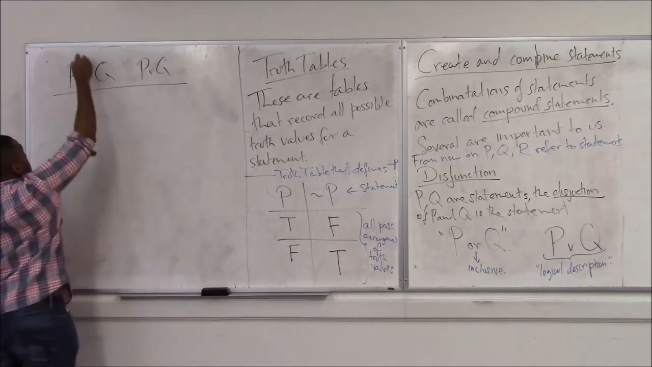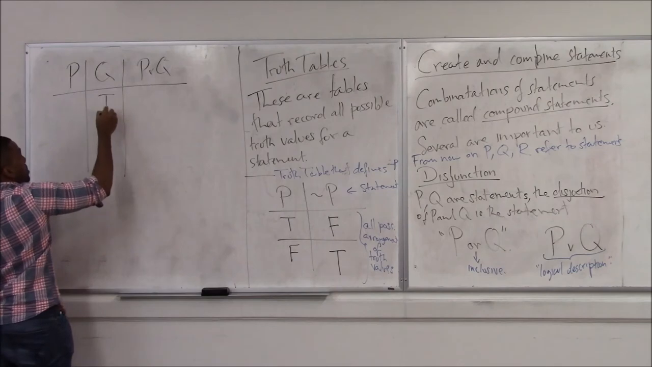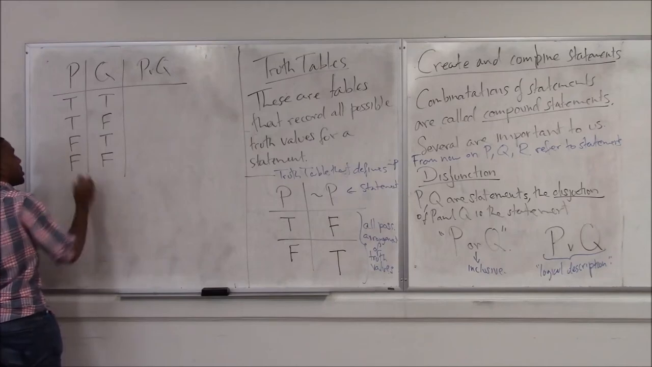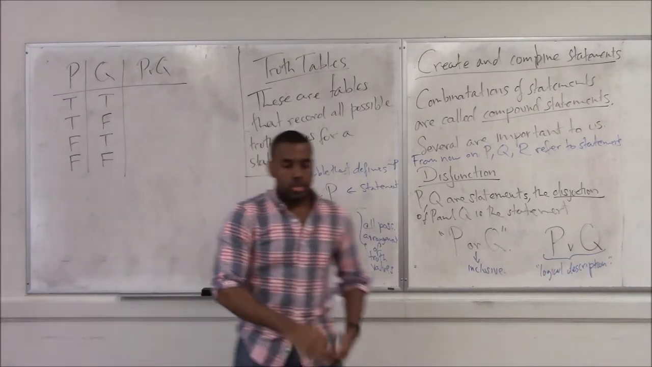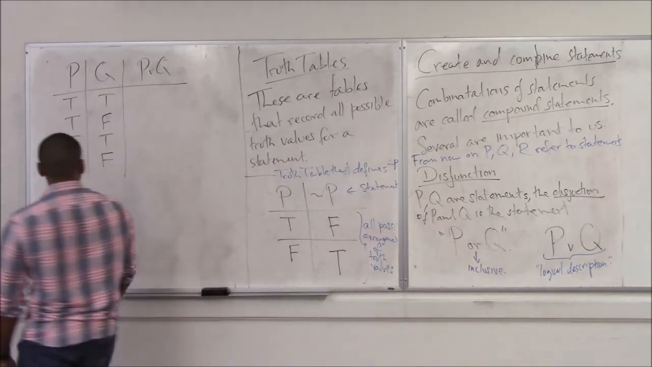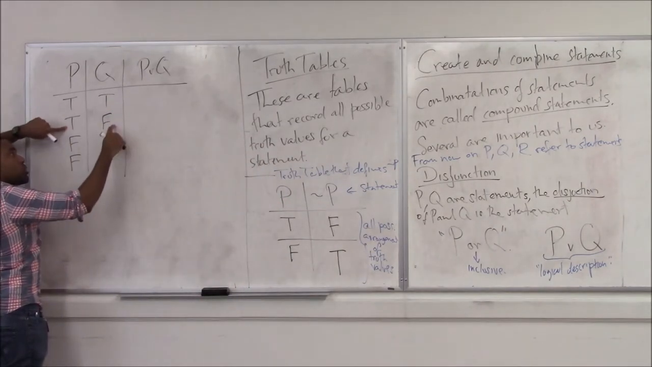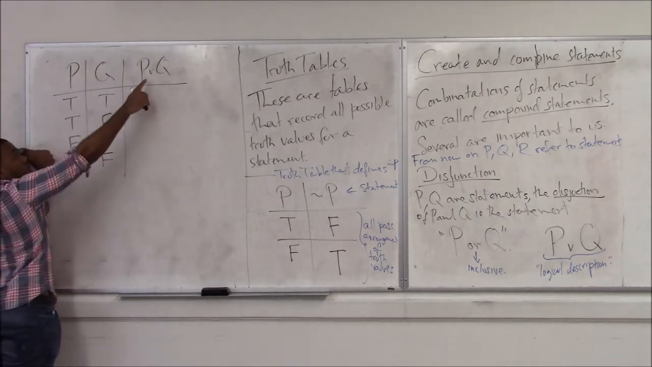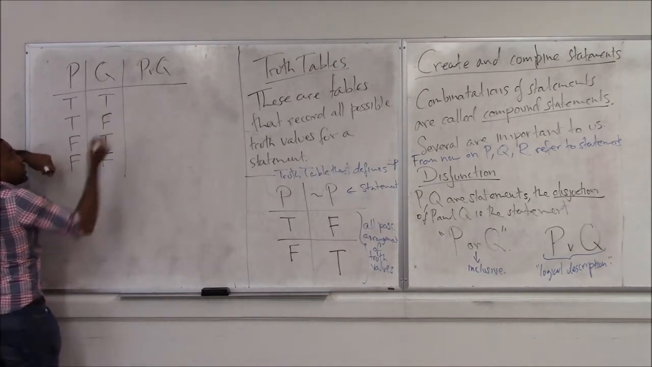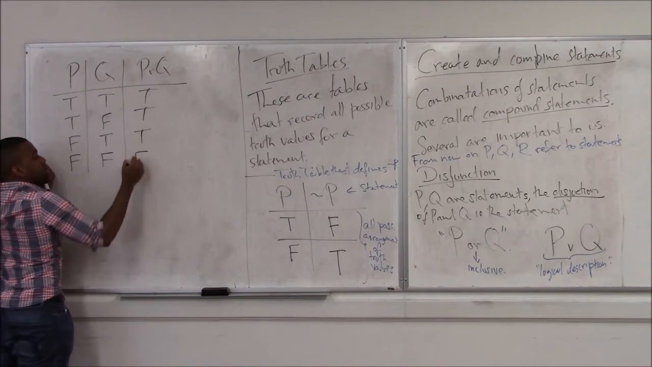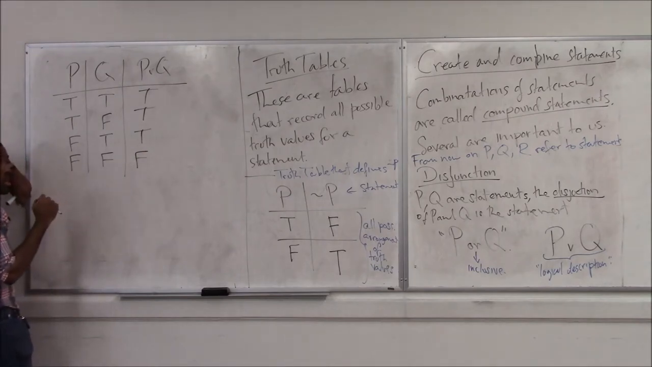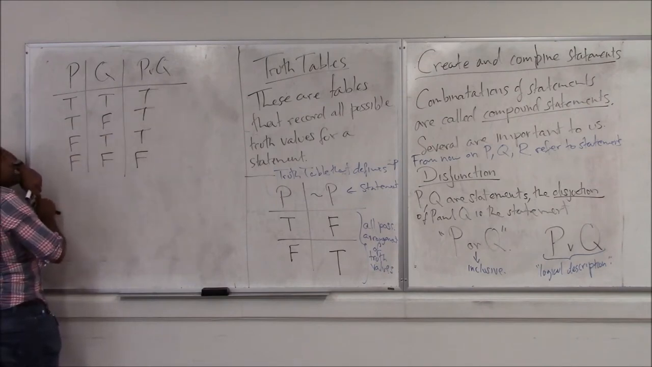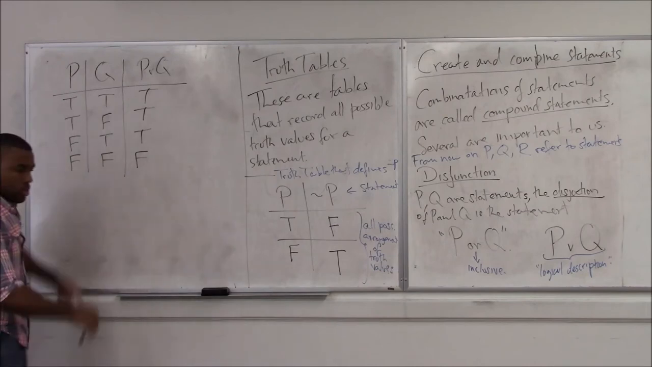Q. So these are all possible arrangements of the truth values of the statements P and Q. They can both be true. P could be true, but Q could be false. P could be false, but Q could be true. Or they can both be false. And P or Q is true if any one of them is true, which means it will be true in all cases here, but false here, because neither of them is true here. So it's defining the inclusive OR. So the statement P or Q is true when at least one of P or Q is true.